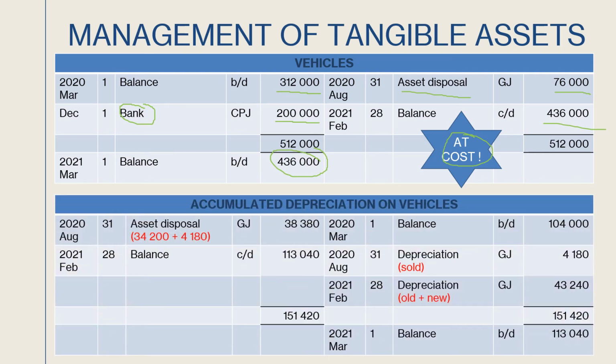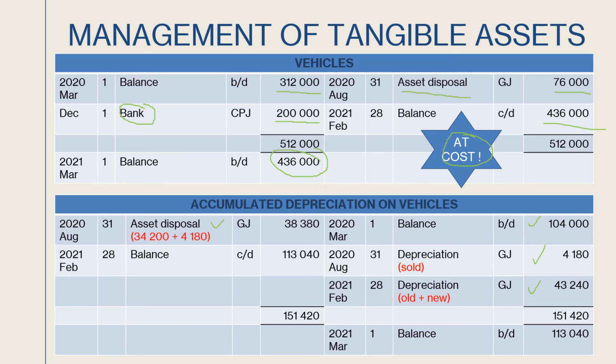If we look at your accumulated depreciation on the vehicles, the balance at the beginning of the year was given as 104,000. Then we made provision for the sold vehicle, the old vehicles, and the new vehicles. For the sold vehicle, the depreciation was 4,180. For the old vehicles, the remaining ones, as well as the new one, if we add those two together, it is going to give us 43,240. And then there was asset disposal.